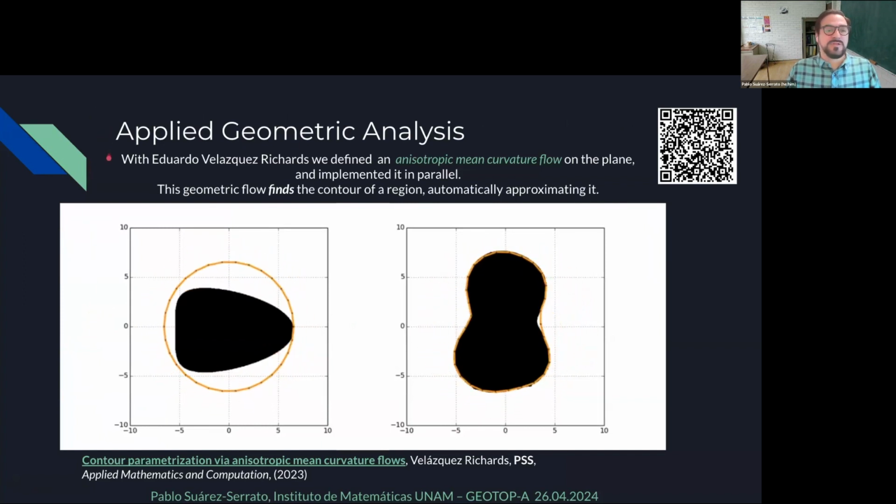In a collaboration with my former PhD student, Eduardo Velazquez Richards, we used a mean curvature flow in a way in which I would think should be called applied geometric analysis, because we're using geometric analysis as an application. And we defined a geometric flow that finds a contour of a region and it automatically approximates it. And these GIFs here are showing you the progression of these curves, first as they approximate a convex shape, and also how they perform in a very simple non-convex shape.